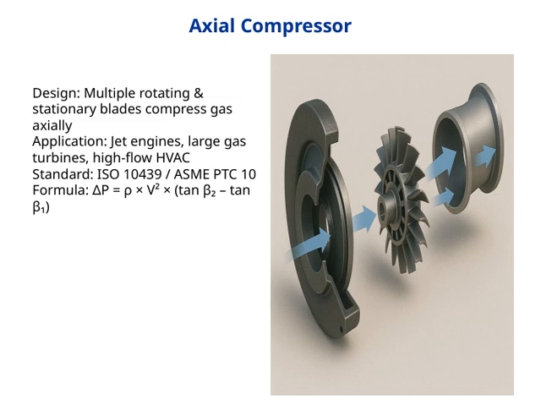This type of compressor is designed with multiple rotating and stationary blades that work together to compress gas along the axis of flow. It's a very efficient way to increase pressure, especially in applications where high flow rates are needed. You'll typically find axial compressors in jet engines, large gas turbines, and high-flow HVAC systems. These applications benefit from their ability to handle large volumes of air or gas quickly and efficiently.